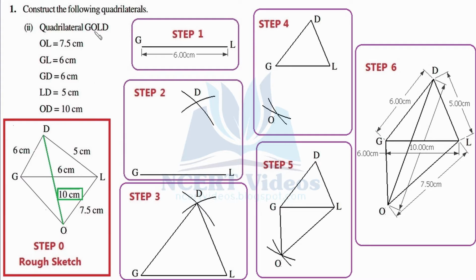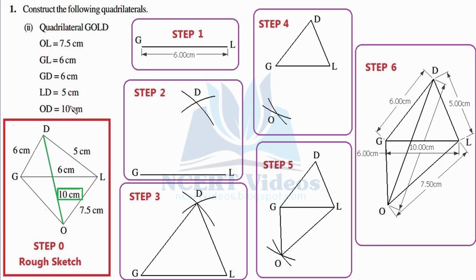OD, the final line segment. OD, well, L is missing, therefore it is not continuous. It must be another diagonal of this quadrilateral GOLD. This is very similar to the first part. Here we are given 2 diagonals and 3 sides.